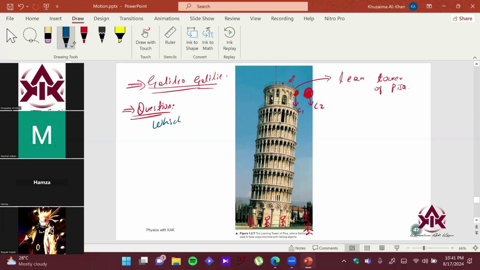which cannonball would touch the ground first? Yes, what do you think, Mashal, Hamza and Rayan? So which cannonball, the bigger one or the smaller one, which would touch the ground first?